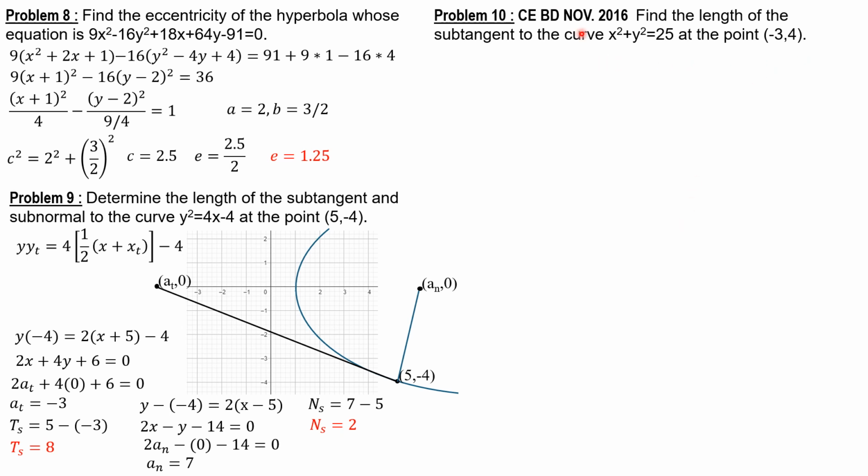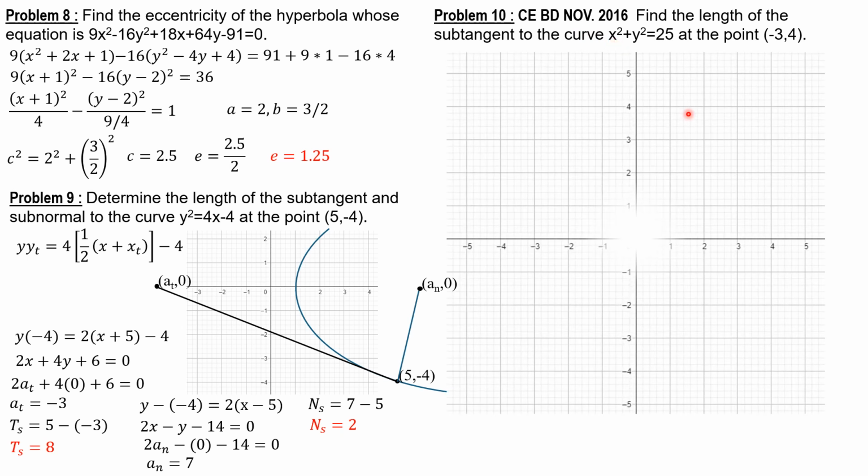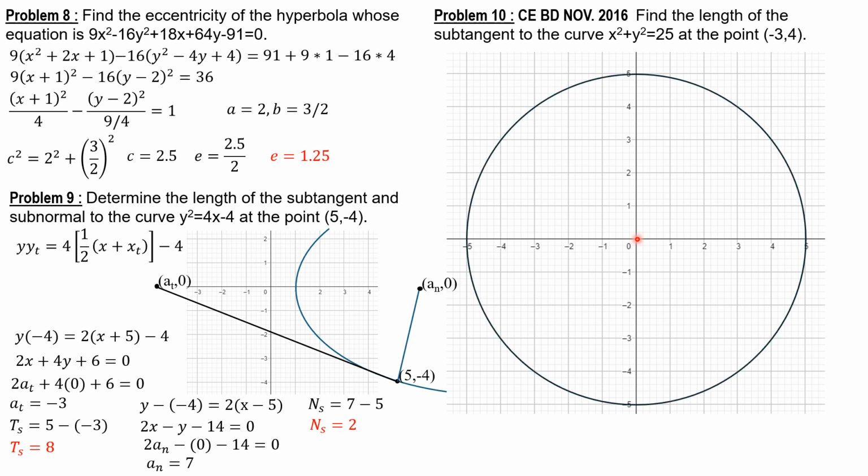So x x_t. By the way, the circle has radius 5, center at the origin (0, 0). And this is the point of tangency, (-3, 4), so this is the tangent line. And we denote the coordinates of this point as (a_t, 0).